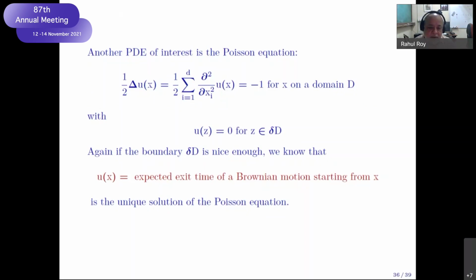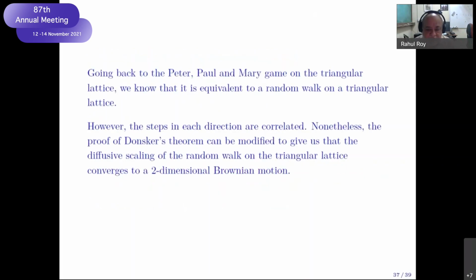Again, if the boundary of the domain D is nice enough, a version of Kakutani's theorem tells us that u of x is the expected exit time of a Brownian motion starting from x. So the mean time of exit starting from x is the unique bounded solution of the Poisson equation. So we know this.